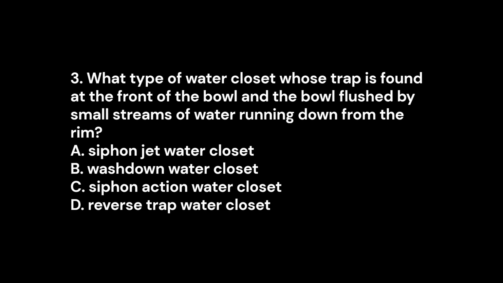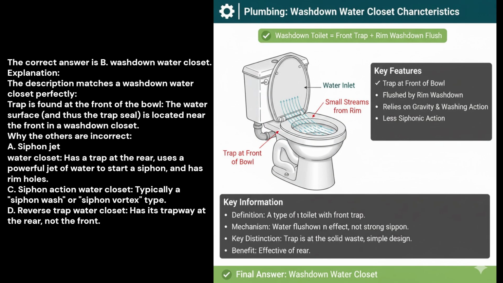Number 3. What type of water closet whose trap is found at the front of the bowl and the bowl flushed by small streams of water running down from the rim? A. Siphon jet water closet. B. Washdown water closet. C. Siphon action water closet. D. Reverse trap water closet. The correct answer is B.